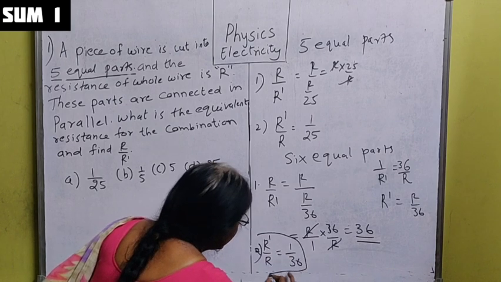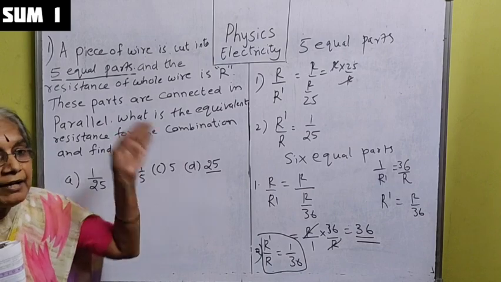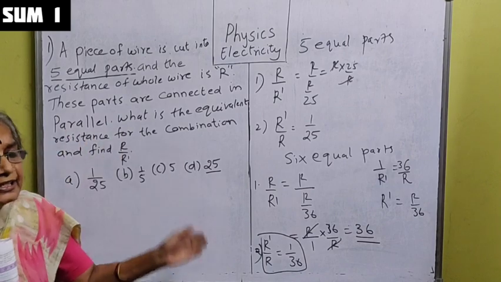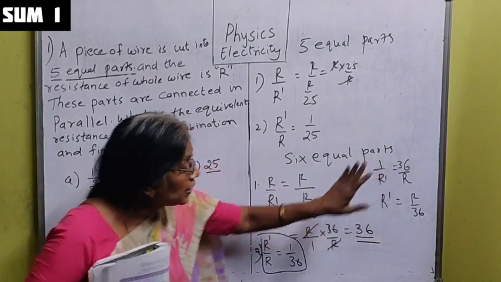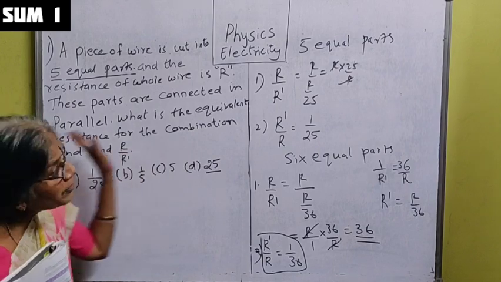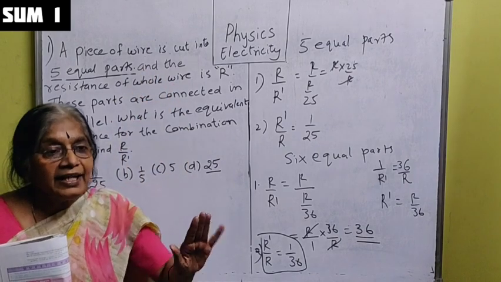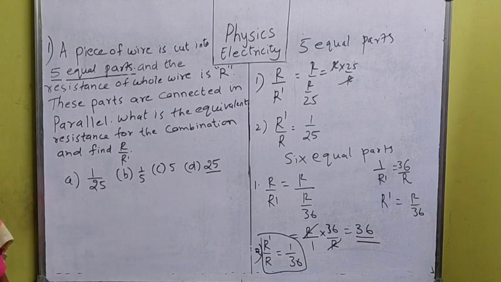So this is very easy. If 7 is asked, can anyone tell me what it will be? 7 plus 7 plus 7 plus 7. 7 sevens are 49. So R by R dash is 49. So what will be R dash by R? 1 by 49. Like this way. See how many equal parts are given, add it and take the reciprocal for it. You will get the answer.